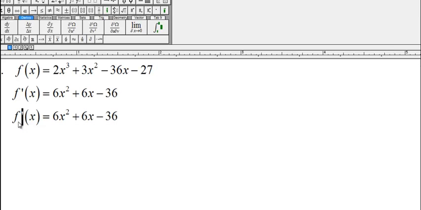To find the second derivative, we just find the derivative of the first derivative. So use the same rule again. 2 times 6 is 12. Power goes down to 1. And the derivative of that is 6.